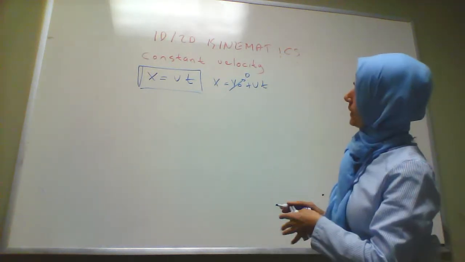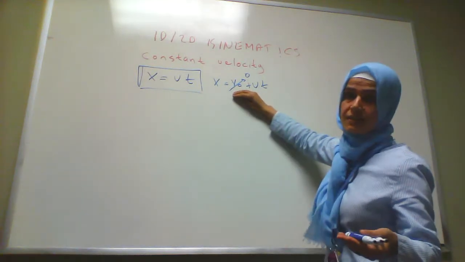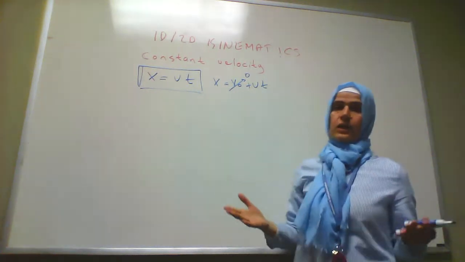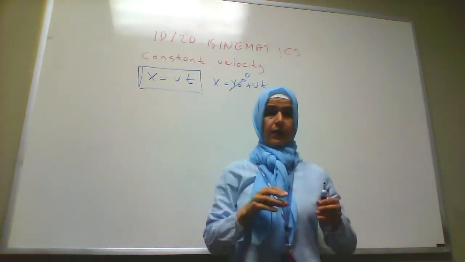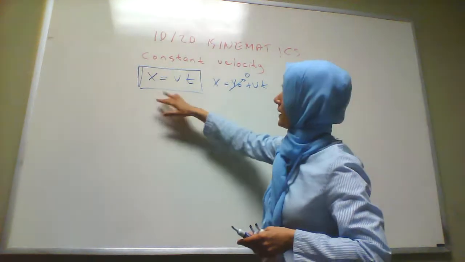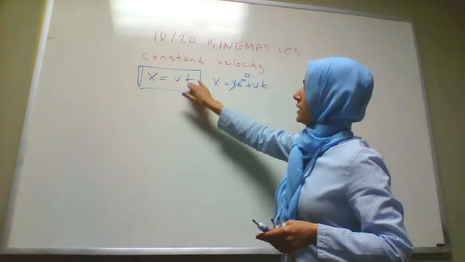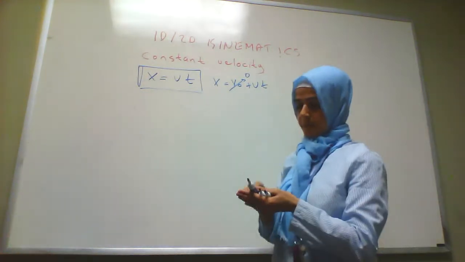You probably forgot about it, but actually if there's an initial position that is not 0, we should add that as well, logically. But generally we start from position 0 because it's a matter of choice. The initial position could always be chosen to be 0. And then, if we know velocity and time, we can find the position of an object after a certain time.